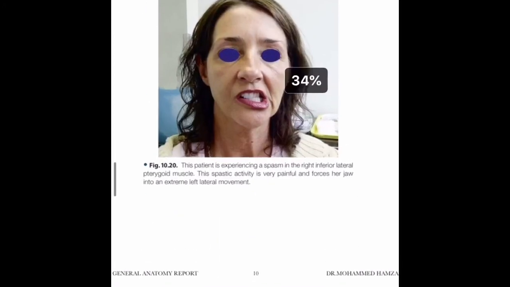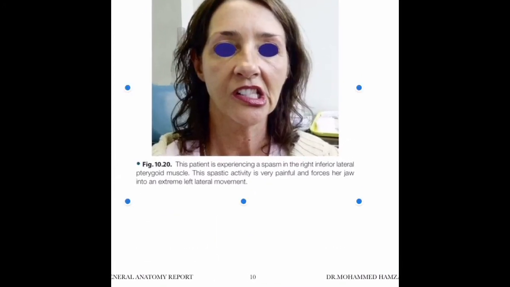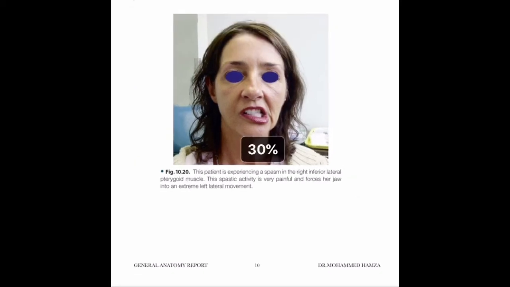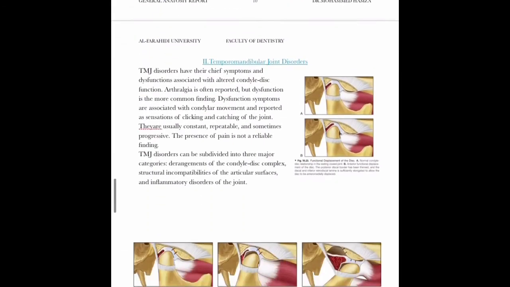We have in this figure a woman who is experiencing a spasm in the right inferior lateral pterygoid muscle. The spasm activity is very painful and forces her jaw into an extreme left lateral movement. So we have the malocclusion.